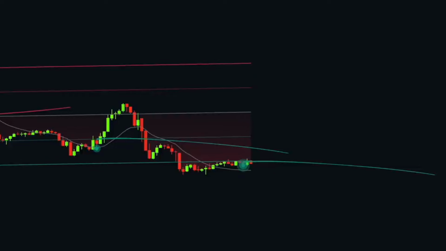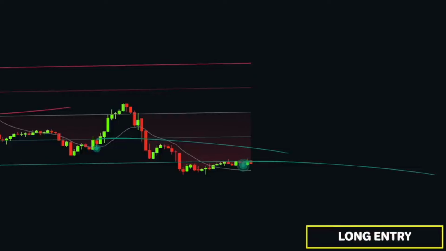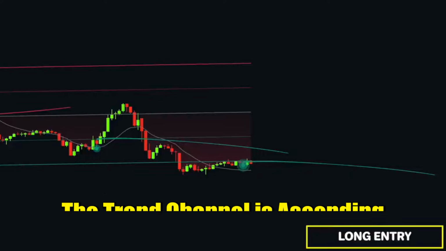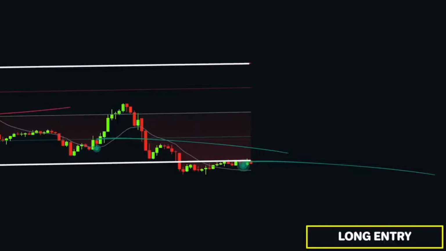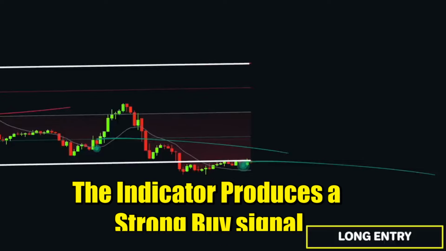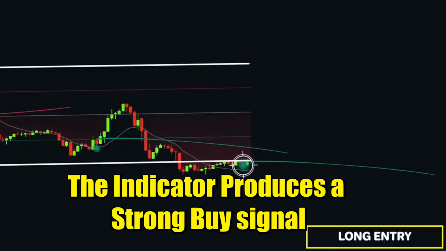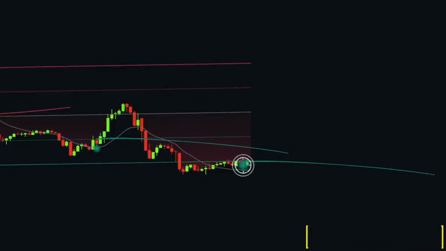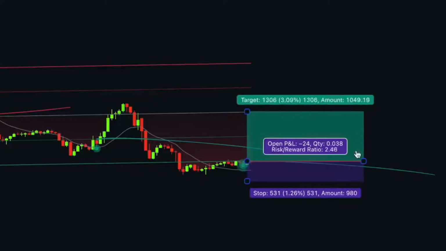In practice, before opening a long trade, it is essential to check for the following confluences. First, the trend channel is ascending. Second, the price has closed above the moving average. Third, the indicator produces a strong buy signal. Trend channel lines can serve as profit targets.